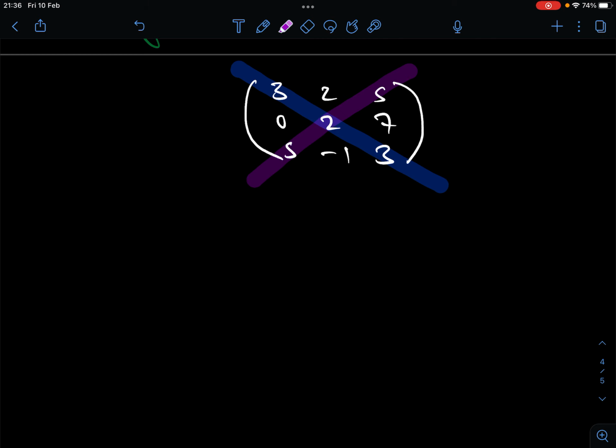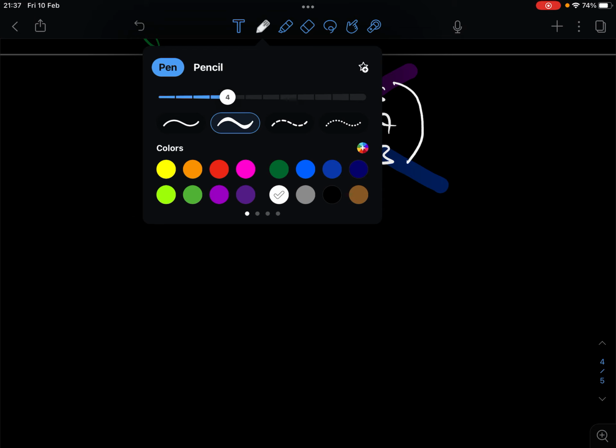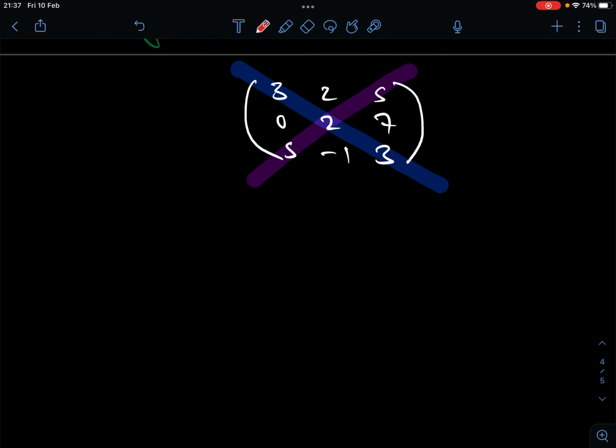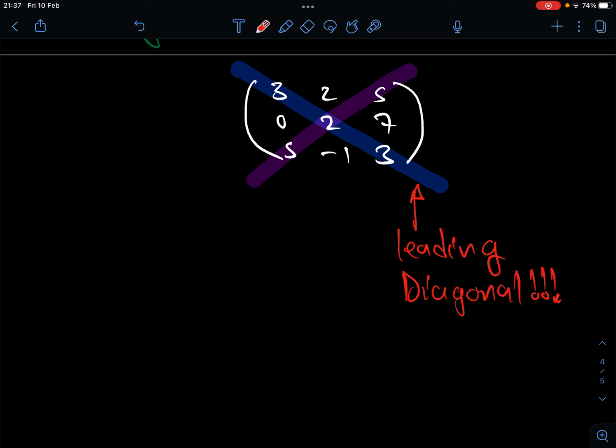You see that? So this diagonal that is labeled here in blue is what we call the leading diagonal. You see that? So for every square matrix, this diagonal which is highlighted in blue is called the leading diagonal, whilst this other one which sits here is called the trailing diagonal.